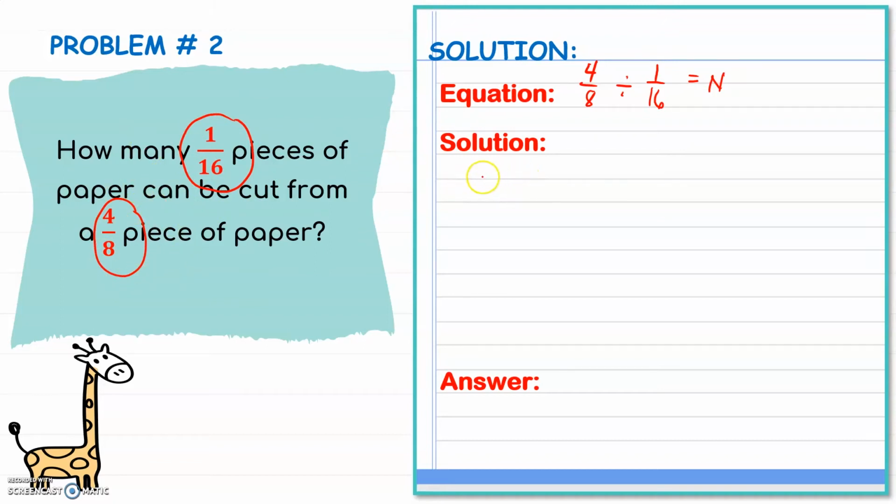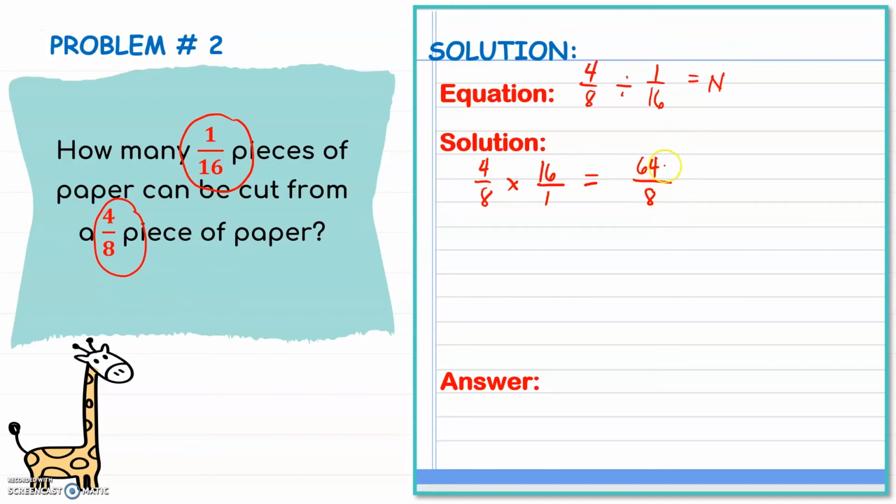So for us to solve this, we'll multiply the dividend by the reciprocal of the divisor, which is 16 over 1, or simply 16, because any number whose denominator is 1 is equal to the numerator itself. Now let's multiply the numerators. 4 times 16, that will give us 64. And 8 times 1 is 8.